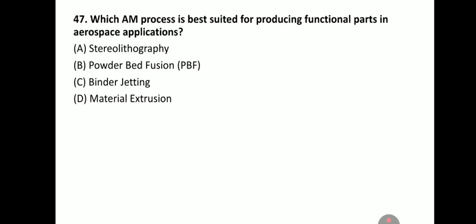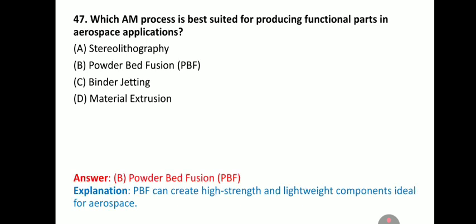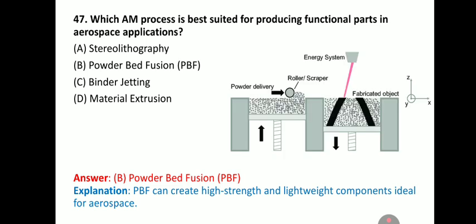Next question, which additive manufacturing process is best suited for producing functional parts in aerospace applications? The answer is powder bed fusion. Powder bed fusion can create high strength and lightweight components ideal for aerospace. This is the powder bed fusion process.